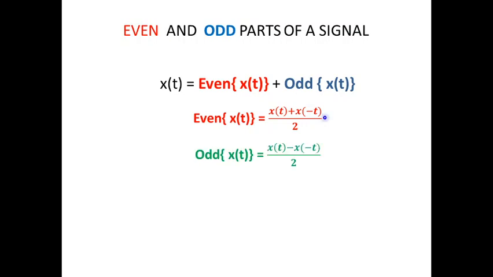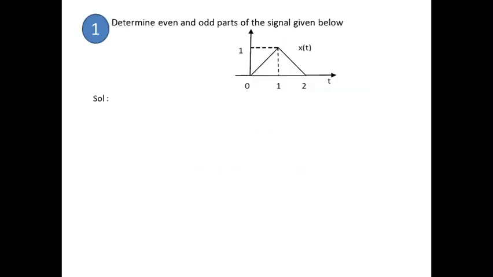Similarly, the odd part of the signal is given as x of t minus x of minus t divided by 2. So, you have to find the difference between the actual signal and the time reversed signal and divide its amplitude by 2. Now, first we will find the even and odd parts of the signal which is given below. A signal is graphically represented over here, and to find its even part and odd part, we know that the even part formula is x of t plus x of minus t divided by 2.